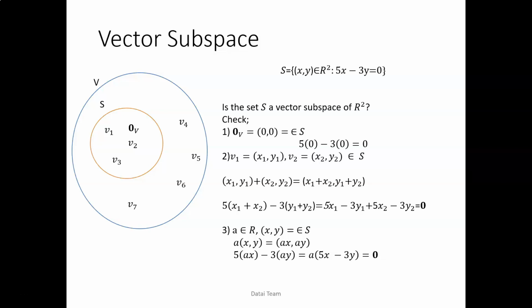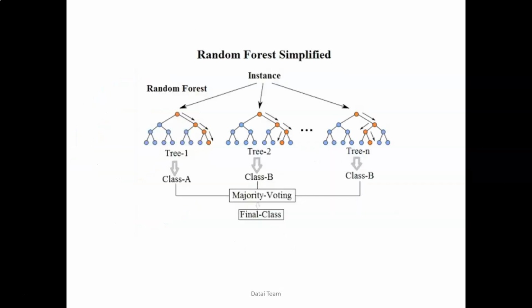We can take a out of the equation and we can write 5x minus 3y equals 0. We know that 5x and 3y are real values, and we can find infinite real numbers that satisfy this equation. So we can conclude that this vector subspace has a zero vector, is additive, and is also multiplicative. So it's a real vector subspace.